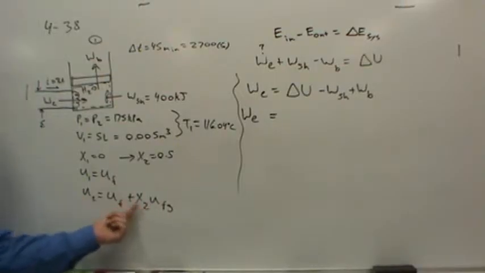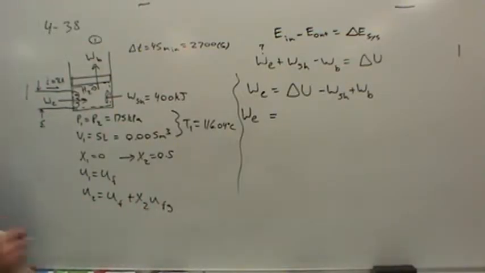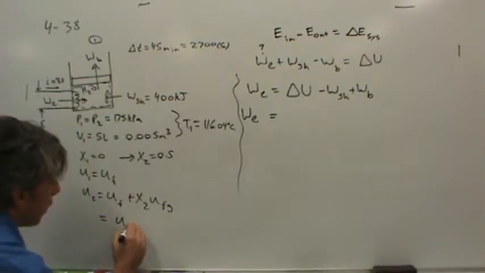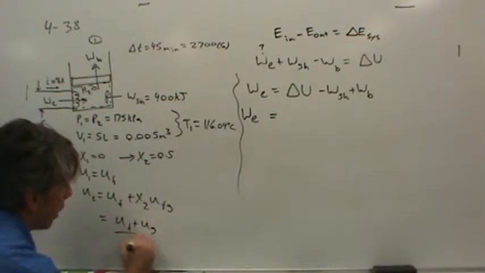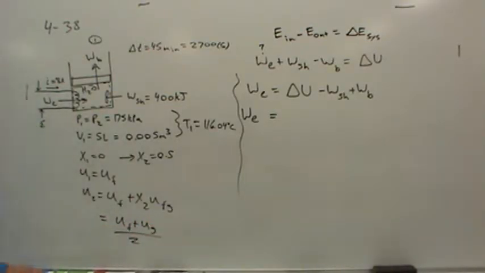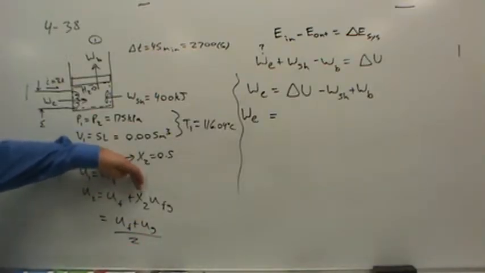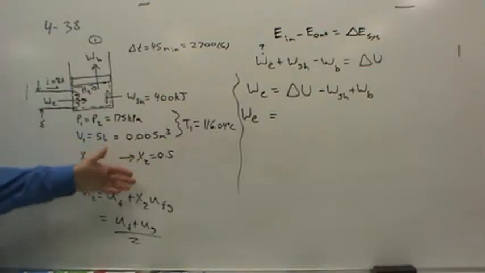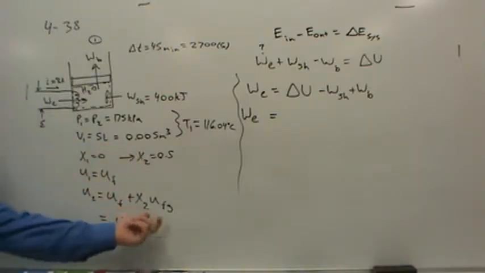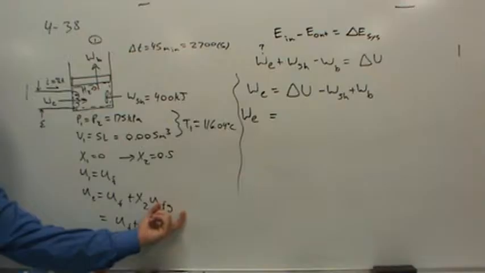Now, you'll get the same thing if you do this. Watch this. You can also, in this case, write UF plus UG over 2. Does that make sense? Sure. Half the mass is in the vapor phase, half is in the liquid. So the internal energy is just going to be the average of these two. This is the only time it works because the quality is 50%. I can show you mathematically why it is this way. You have to expand this to UG minus UF, but I'll leave that for you as an exercise.